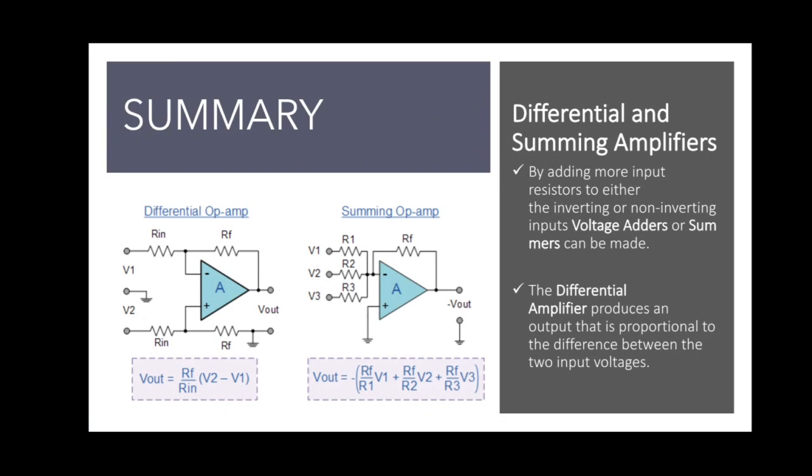Now let's see the summary of what we have seen in this video. First, differential and summing amplifier. By adding more input resistors to either the inverting or non-inverting inputs, voltage adders or summers can be made. The differential amplifier produces an output that is proportional to the difference between the two input voltages. For the differential amplifier, the output voltage is given by Rf by R1 into V2 minus V1. For the summing amplifier, the output voltage is given by minus of Rf by R1 into V1 plus Rf by R2 into V2 plus Rf by R3 into V3.